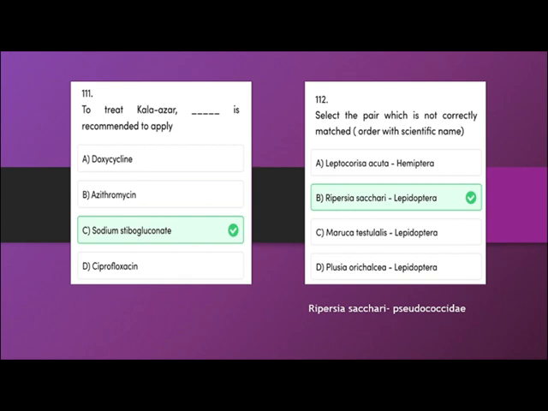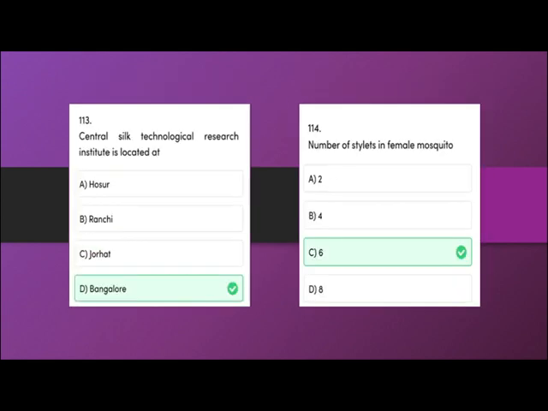Now come to the next question. Select the pair which is not correctly matched in order with scientific name. Here the answer is Lepidosaphes, which is not Lepidoptera, it is Pseudococcidae, or it is in Hemiptera. Now come to the next question. Central Silk Technological Research Institute is located at, and the answer is Bangalore.